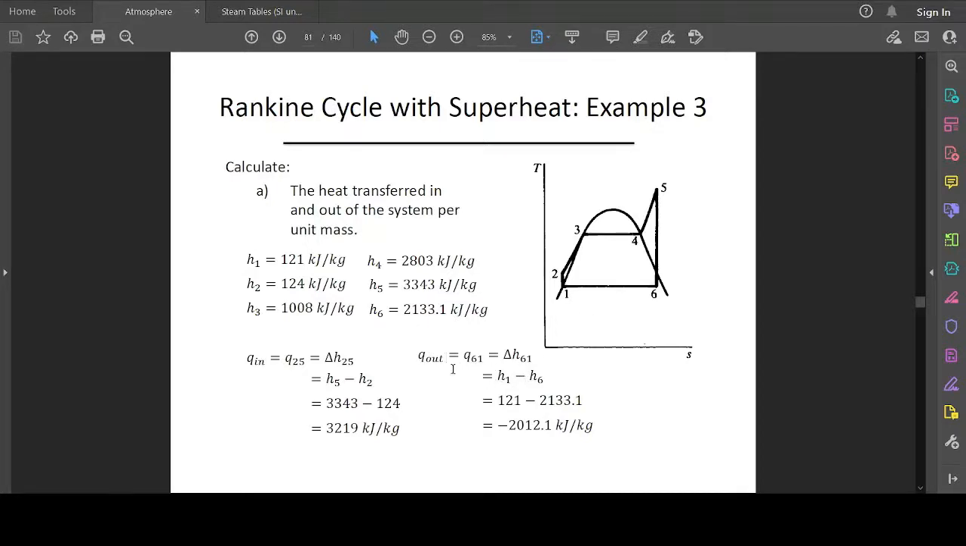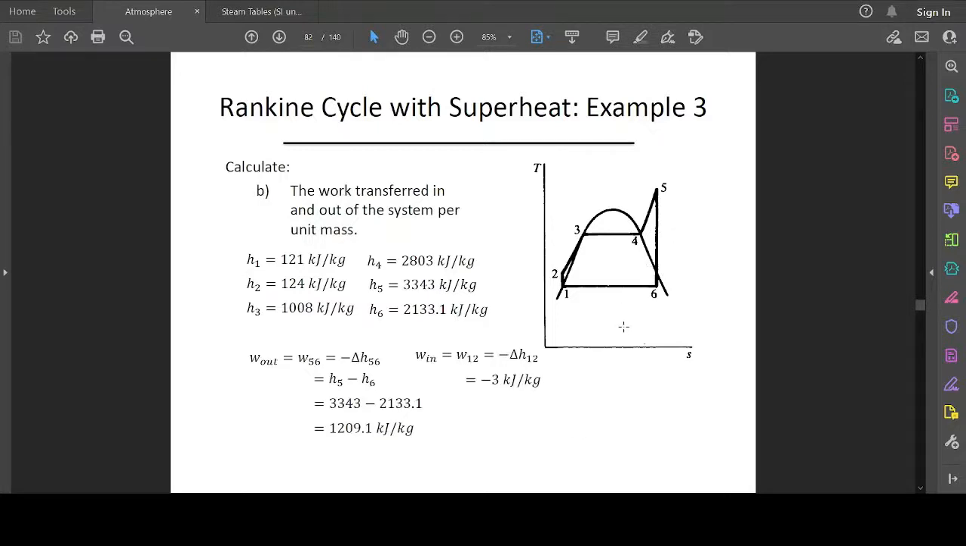Now the heat out of the system is between 6 and 1, so we need to find the change in enthalpy between 1 and 6, and that gives us minus 2012.1. Now the difference between these two will be the work done, okay, the work done by the steam.